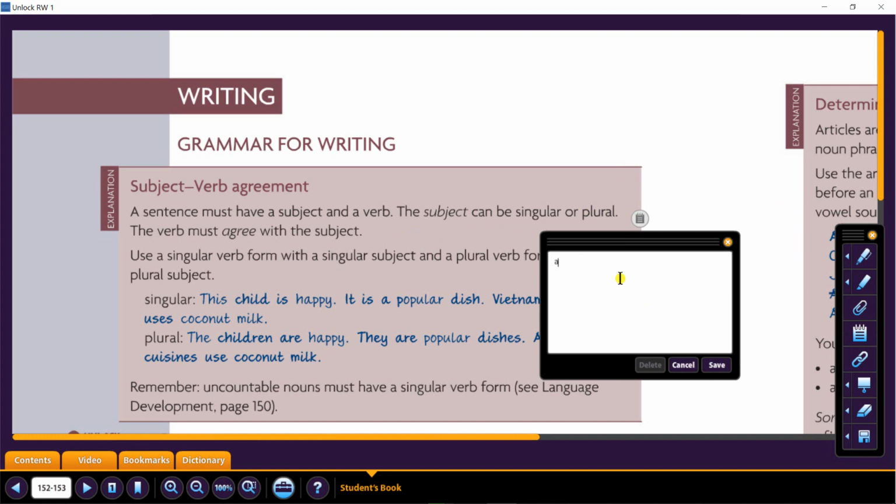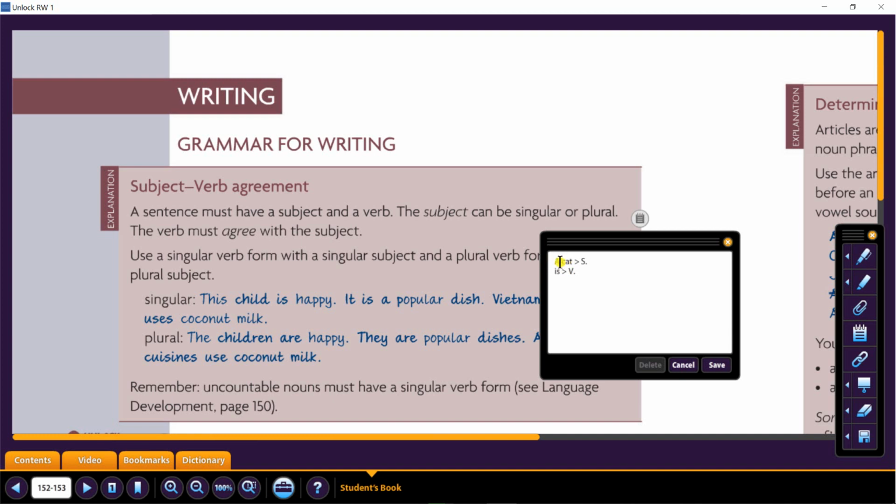A cat. This is the subject. A cat is, this is the verb, okay? And the complement, a cat is walking nearby. Don't worry about this. Anyways, a sentence must have a subject and a verb.